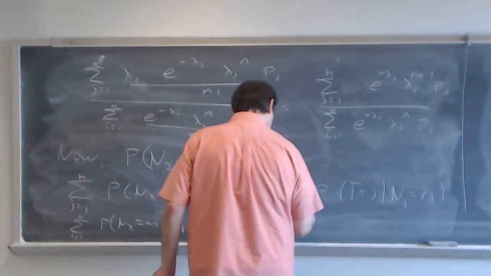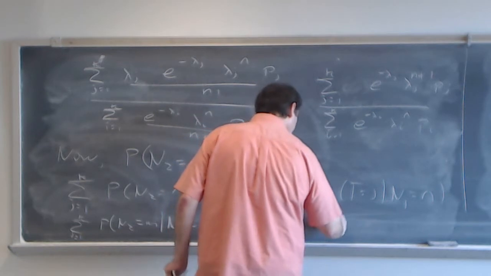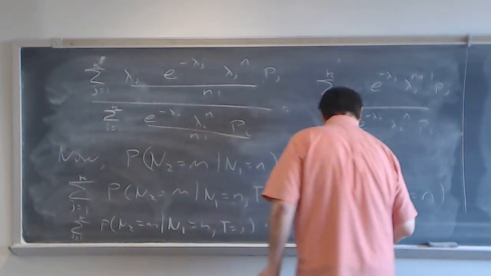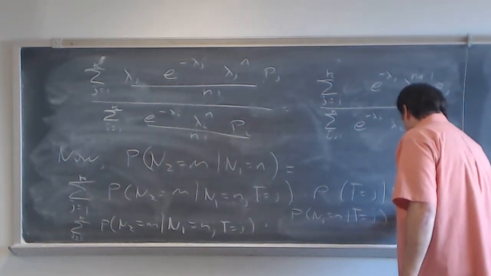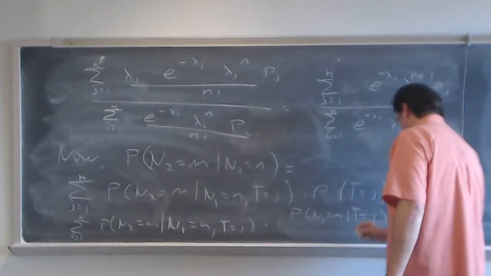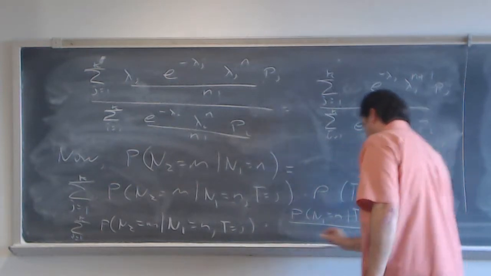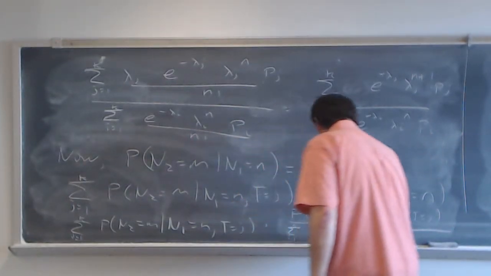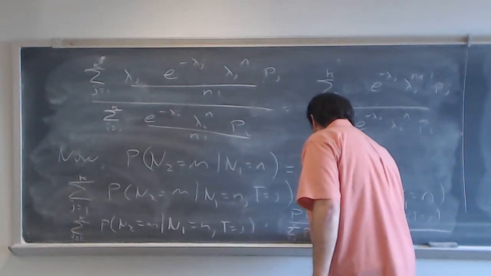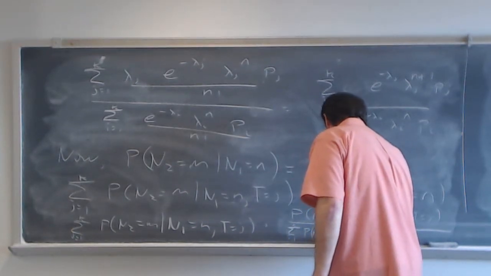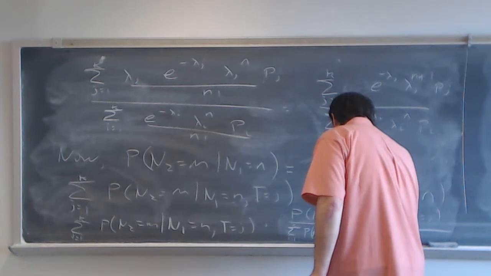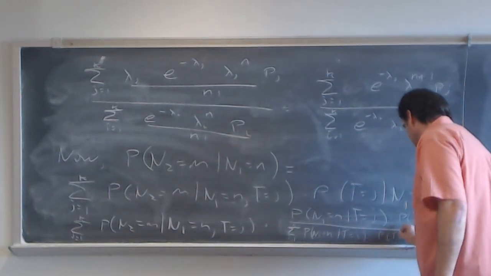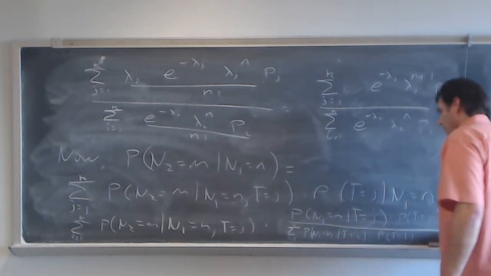So this would be the probability of n sub 1 equaling n given T equals a specific j, times the probability T equals j, over, here I'm going to write this with sums over i, where i runs from 1 to k, the probability that n sub 1 equals n, T equals i, times the probability that T is equal to i.